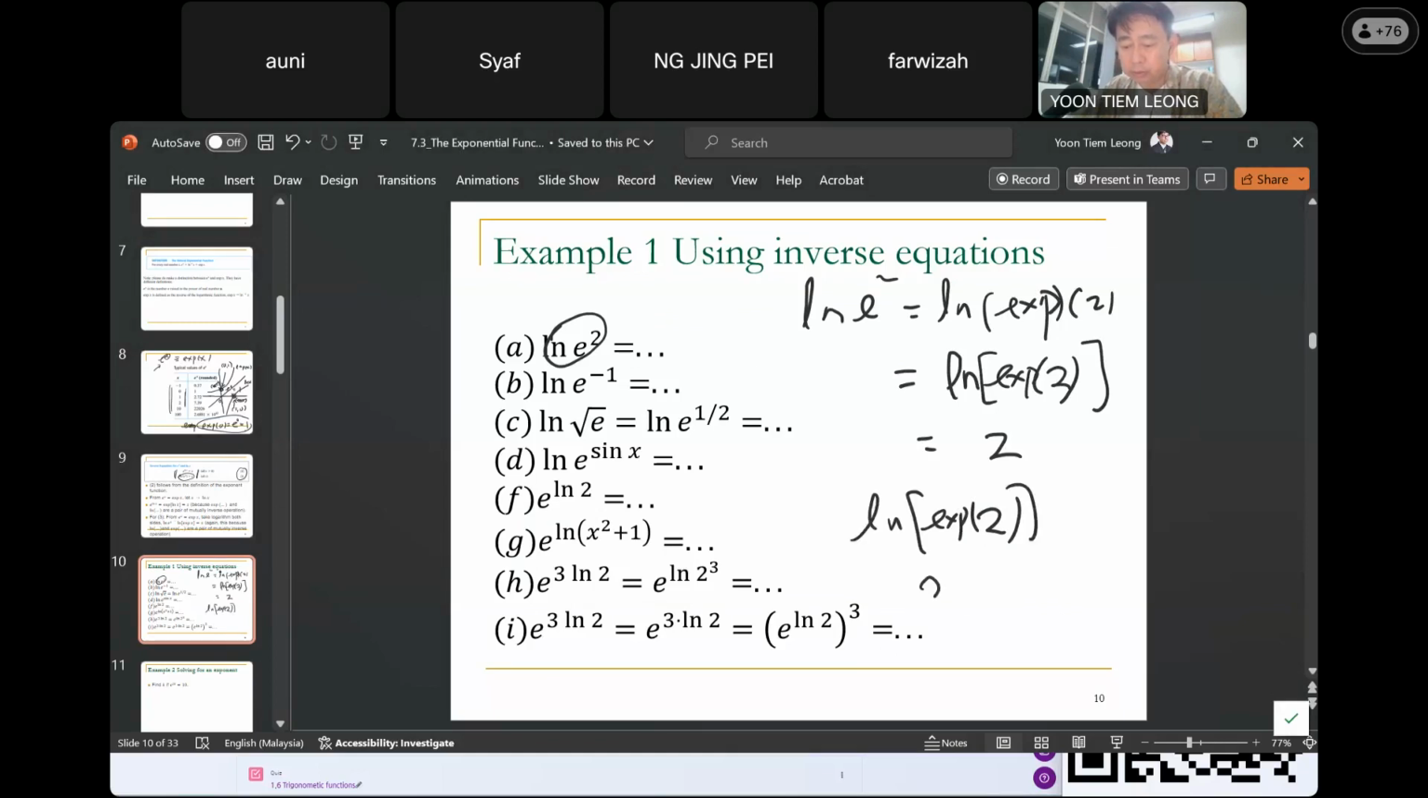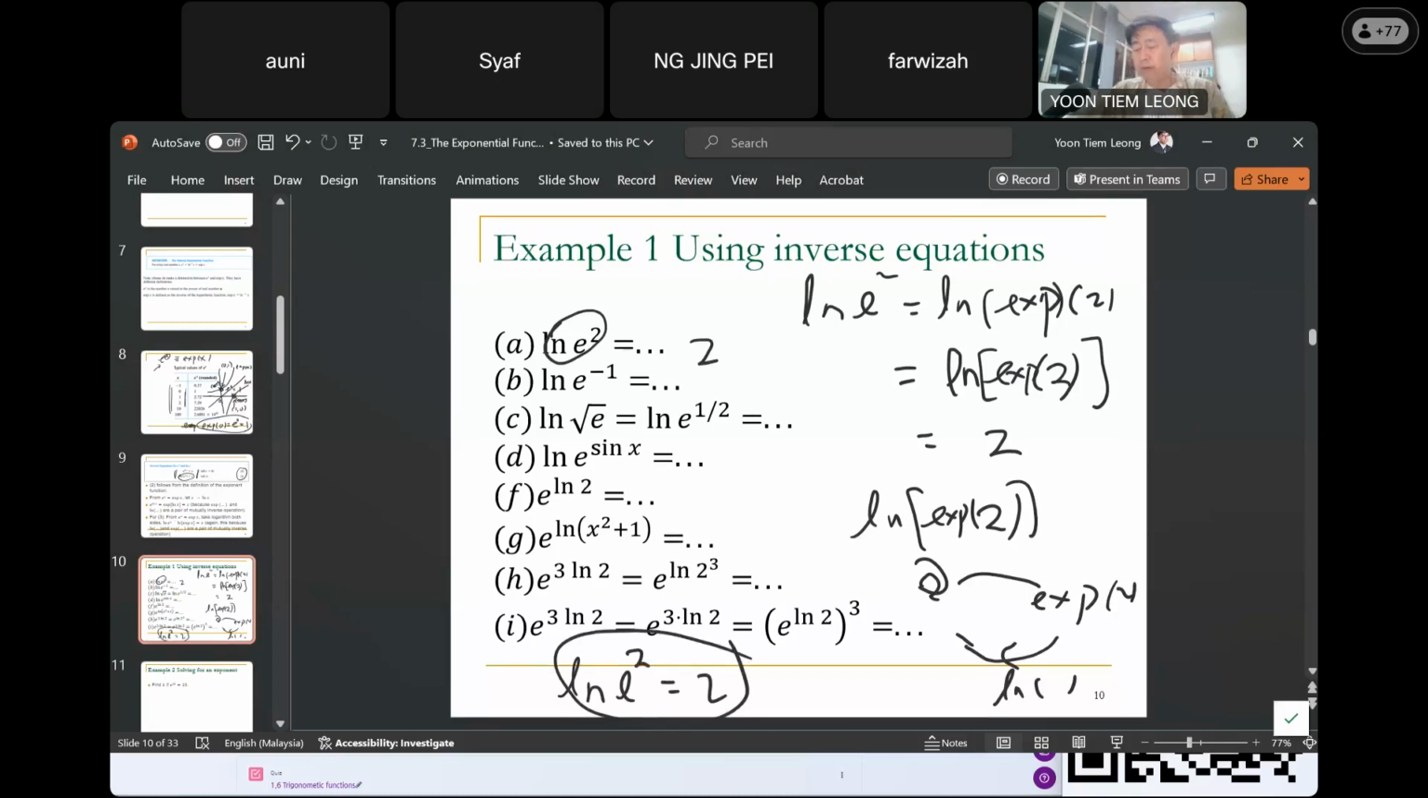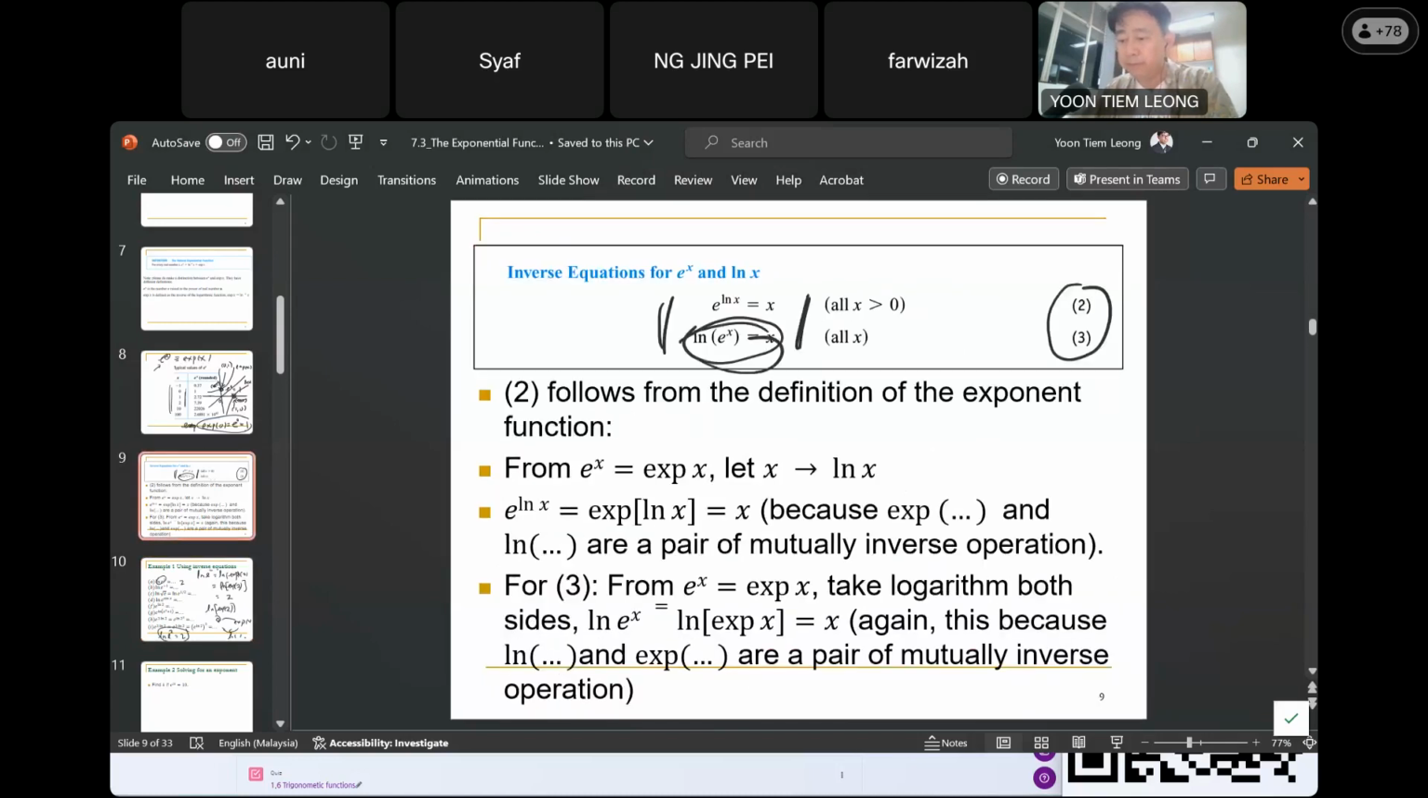This is like 2 going to the exponential, and then you take the inverse of the exponential, which is the log, then it will go back to 2. So that is equal to 2. So it is actually easy to write down ln e power 2 is equal to 2, but you have to realize how this formula comes about. It comes about because of these relationships, okay?